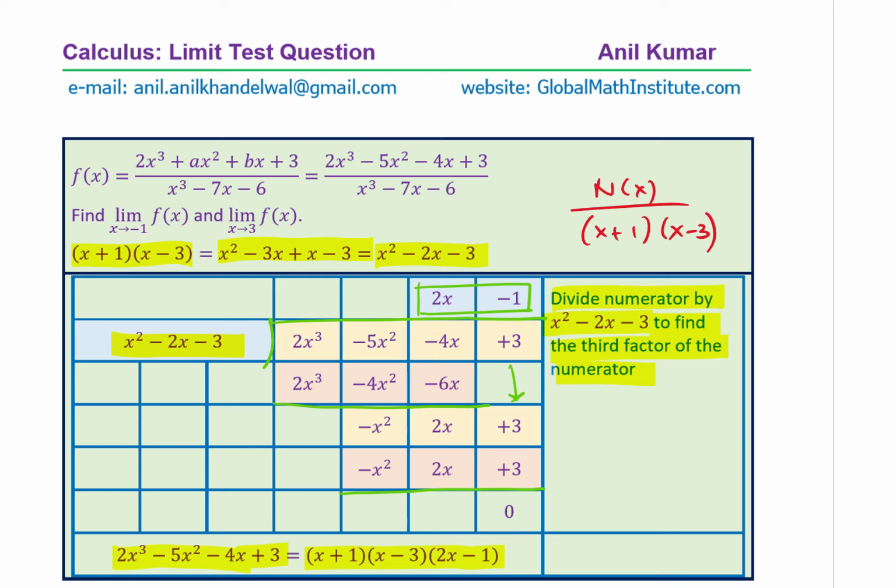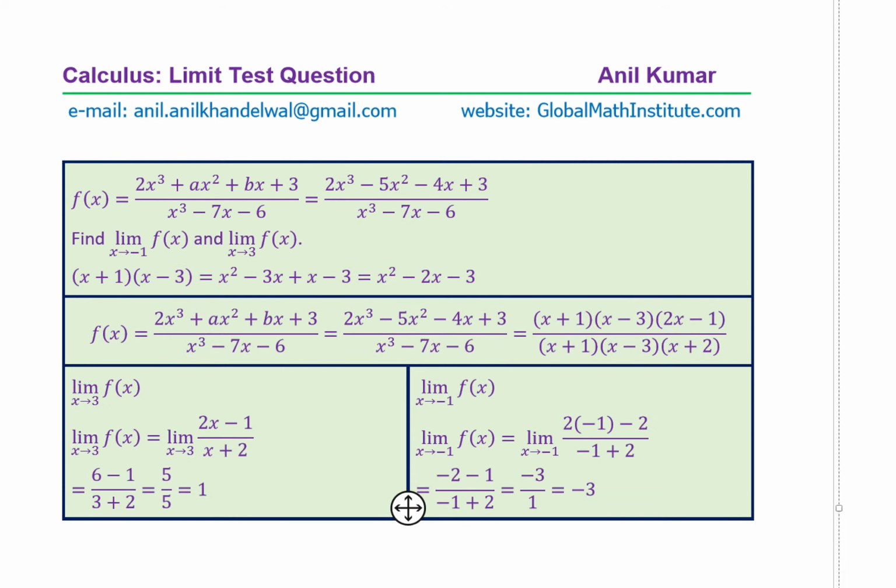Correct? So now we have factored both numerator and denominator, and now it's very simple to find the limits. The function f of x can now be written in the form of the factors x plus 1 times x minus 3 times 2x minus 1 in the numerator, x plus 1 times x minus 3 times x plus 2 in the denominator. Perfect.